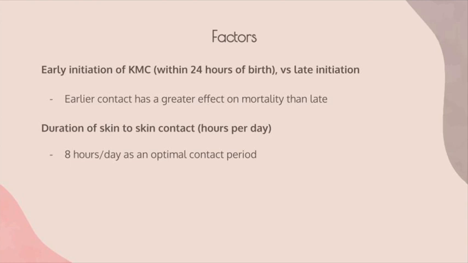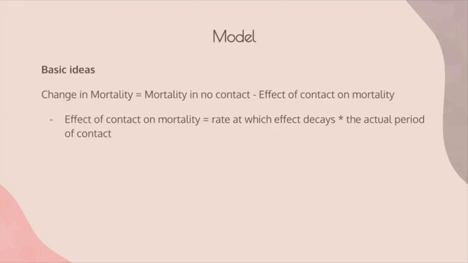Here we have a quick overview or general idea of what our model is going to be. To model the mortality, we saw that the change in mortality equals some mortality in no contact minus the effect of contact on mortality. To break this down, basically, we have some base mortality, and depending on the level of contact, the amount, duration, and the factors that we listed in the previous slide, this would change the mortality rate. So the effect of contact on mortality is going to equal the rate at which some effect decays times the actual period of contact. The rate at which the effect decays is going to be the onset of KMC, so that is the initiation time, and the actual period of contact is just the duration of contact.